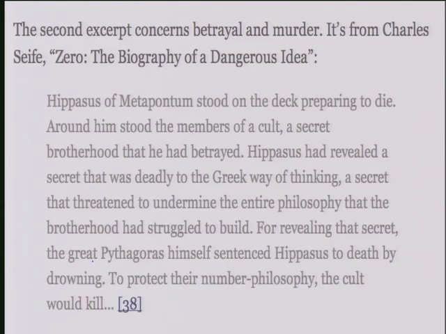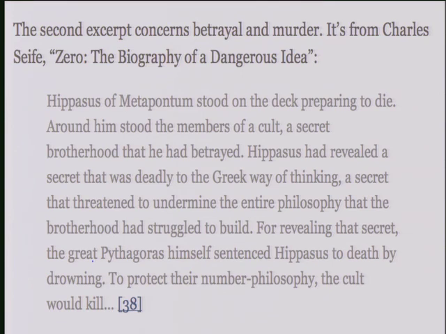Okay, so let me say one more thing about proofs. Here's an excerpt from a book. I've taken this from the New York Times. It's from this book, Zero: The Biography of a Dangerous Idea. It talks about a certain mathematician, Hippasus of Metapontum. He was on a ship. He stood on the deck preparing to die. Around him stood the members of a cult. This cult was a secret brotherhood, in ancient Greece.